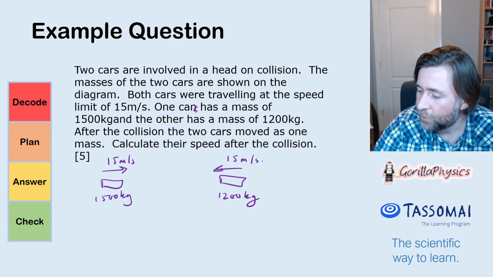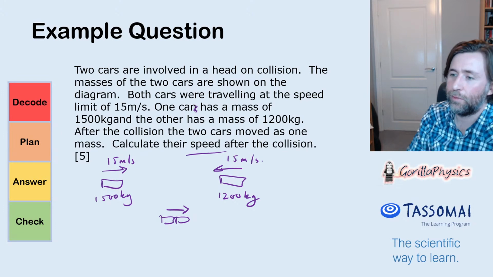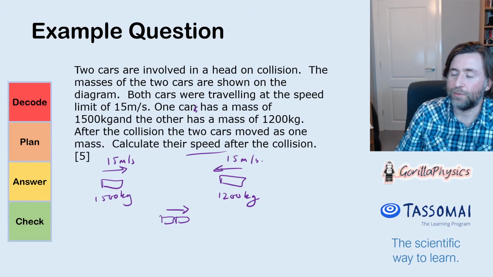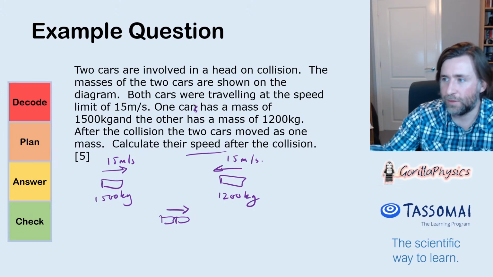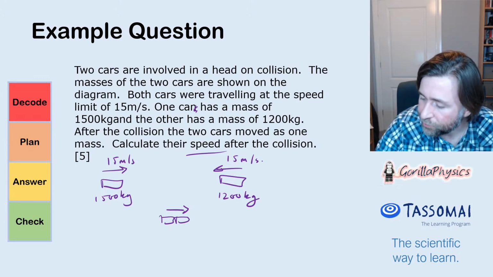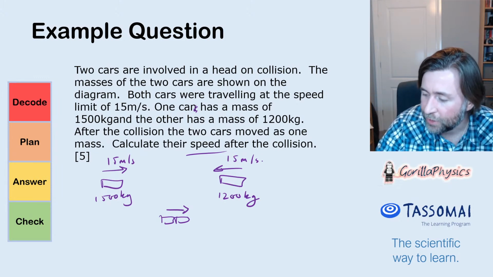After the collision, the two cars moved as one mass. Okay, so they're stuck together. Calculate their speed after the collision. Now they are going to be moving in this direction. Okay, it hasn't asked me for the direction, but they are going to move in this direction because there's more momentum that way than there is the other way. But that is not important. What we need to know is their final speed.